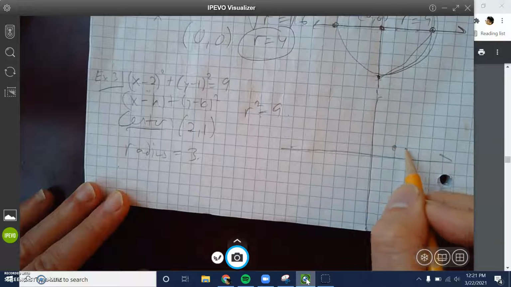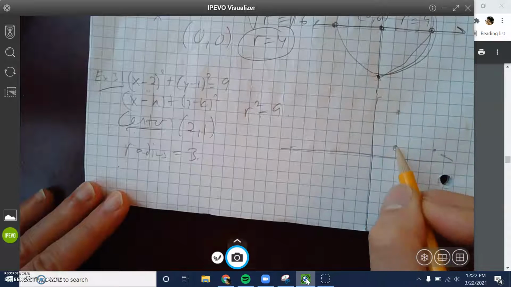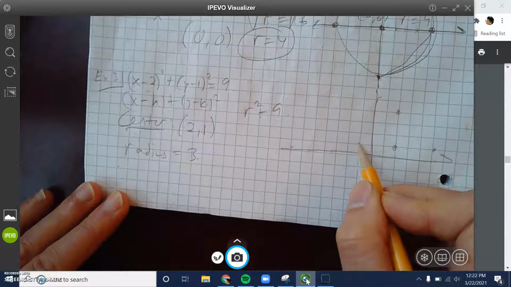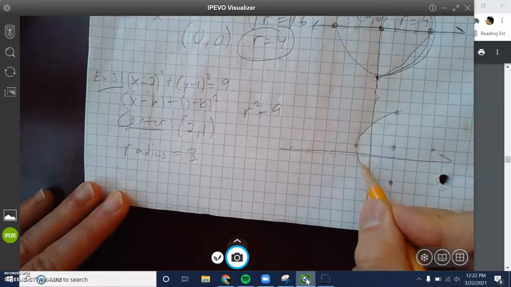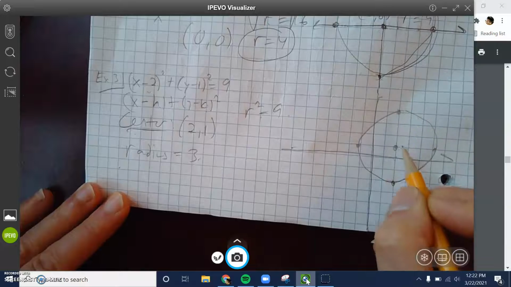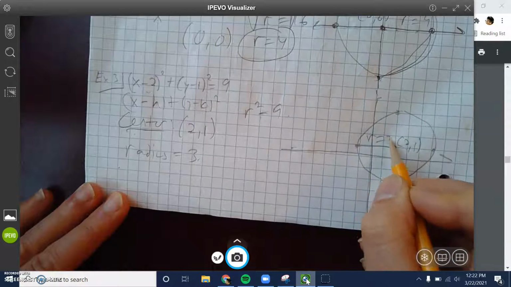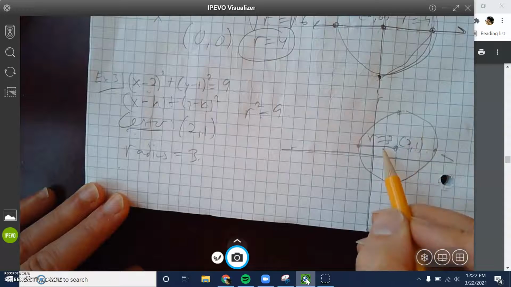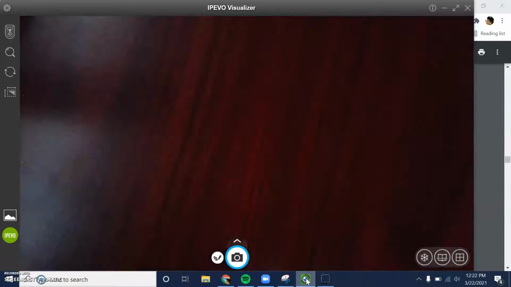So I go 3 to the right, 1, 2, 3. Boom, back to the center. 3 up, 1, 2, 3. Boom, back to the center. 3 to the left, 1, 2, 3. Back to the center. There we go. So we have the center at (2, 1), and the radius is 3, like that. Or the radius here would be 3. The radius here, any radii are all the same. All right, you try now.